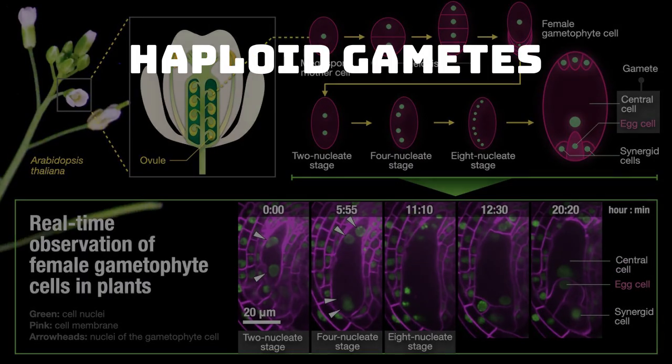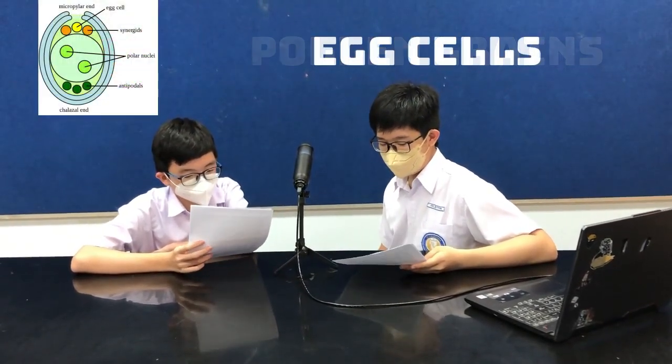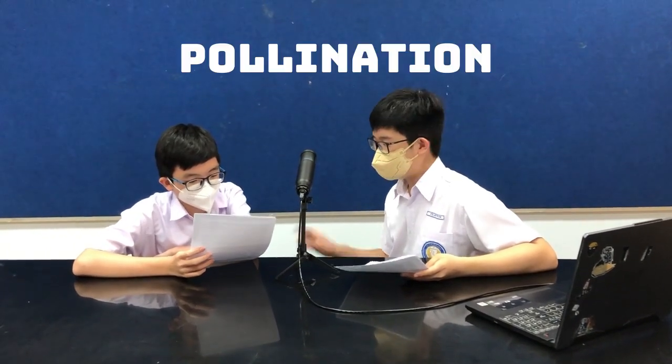Yes, that's correct. But in plants, it's a little bit different. Plants produce specialized cells called gametes that are stored in flowers, where male gametes are contained in pollen grains and egg cells are fertilized and grow into another plant. This process is called pollination. So it has to have two parents?